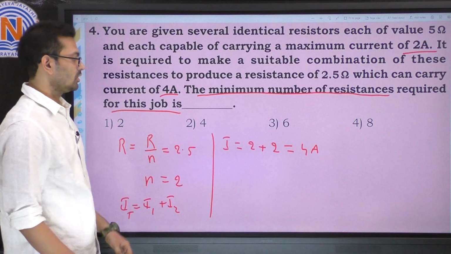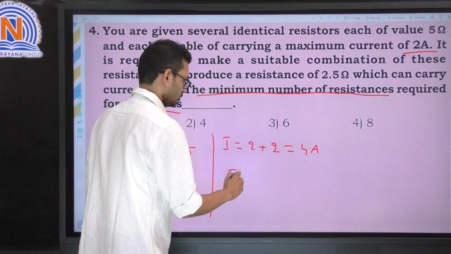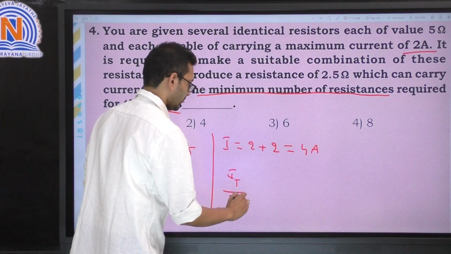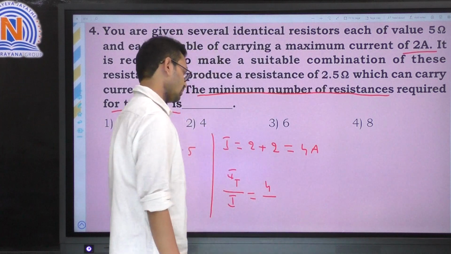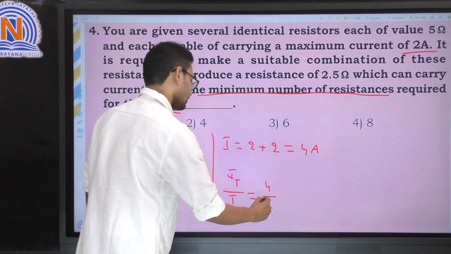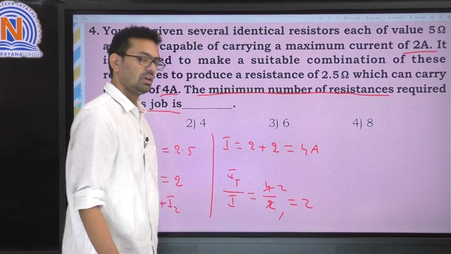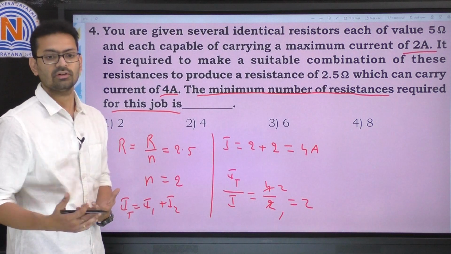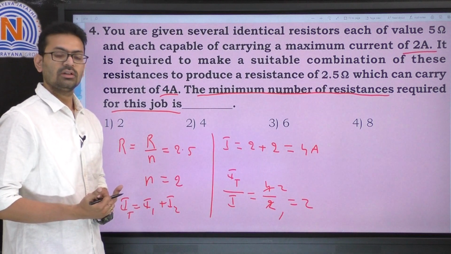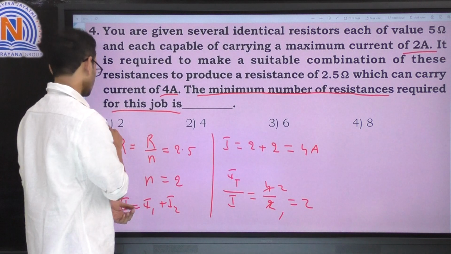Now I would like to find I total by I. What is my I total? I total is 4, and what is the I over here? Minimum I is 2. Two ones are 2, two twos are 4. So my value is 2. So the minimum number of resistances required to do this particular job is 2. So that is option number 2.